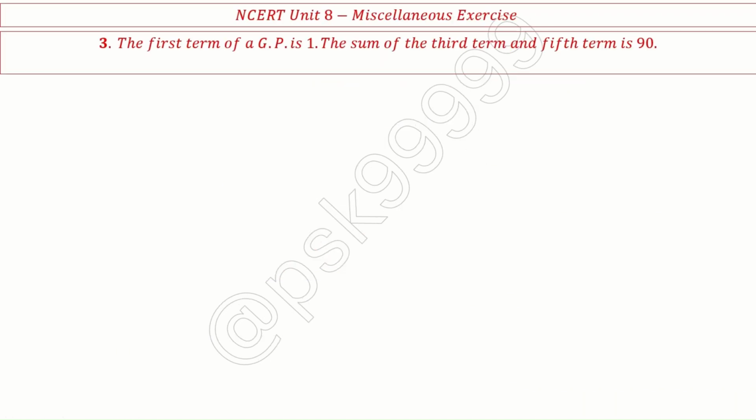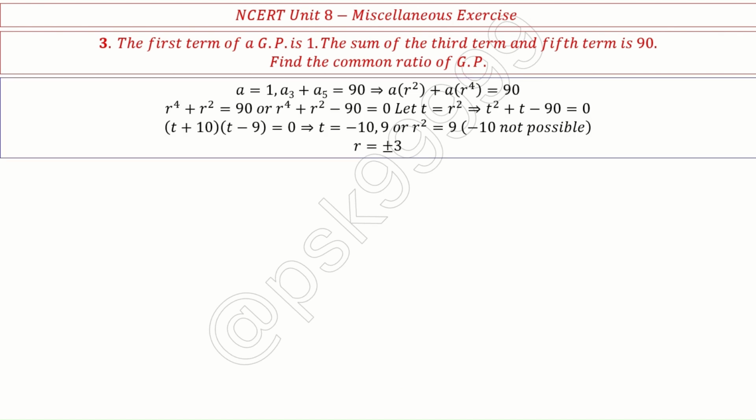Next. The first term of a GP is 1. The sum of the third term and the fifth term is 90. Find the common ratio. Okay, this is simple, you can do it yourself. A is given as 1. A3 plus A5 is 90, which is nothing but ar square plus ar to the power of 4 is 90.